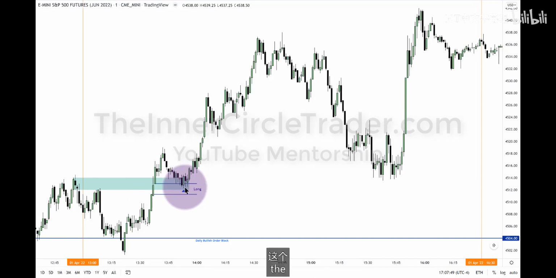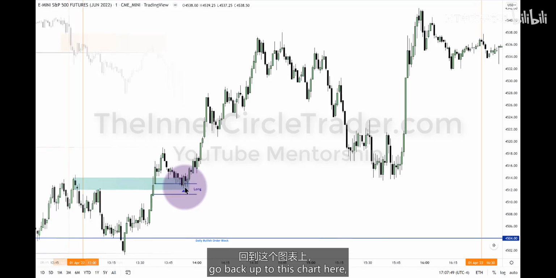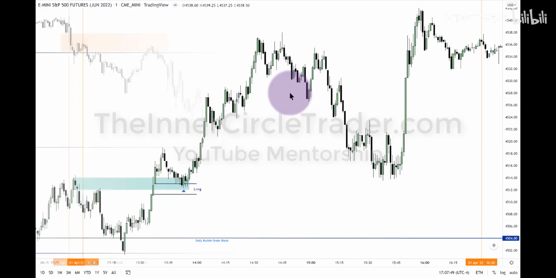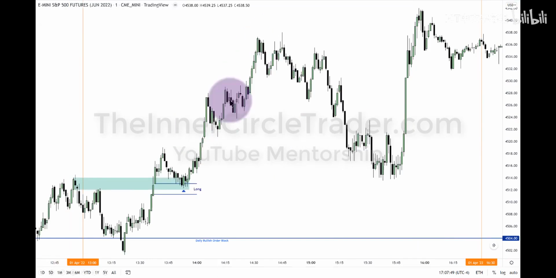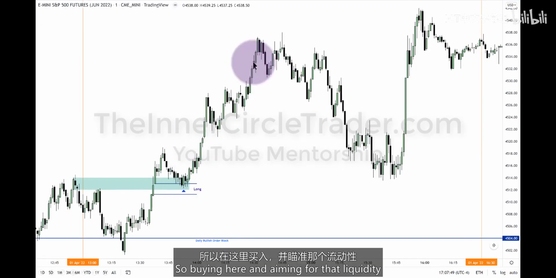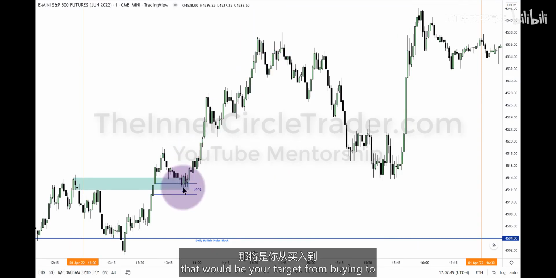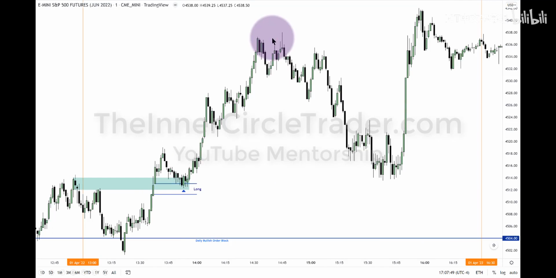And remember, the 45.32 to 45.40 level. Go back up to this chart here. Right in here. So this high right here to here. Think about those price ranges. We trade up into it here. So buying here and aiming for that liquidity up here, that would be your target from buying to getting out there, selling to those waiting buy stops.